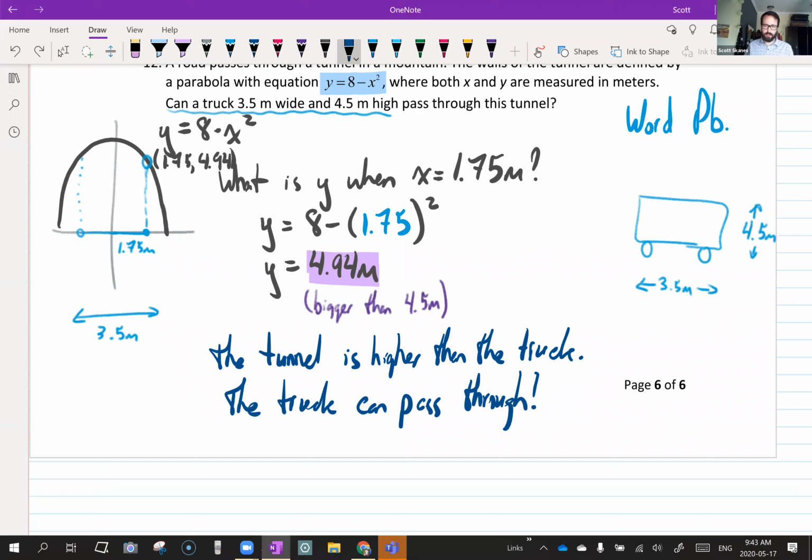So actually not a lot of work, but a lot of thinking. That's why on the test, there's only 2 word problems. There's going to be a word problem from conics, and there's going to be a word problem from functions.